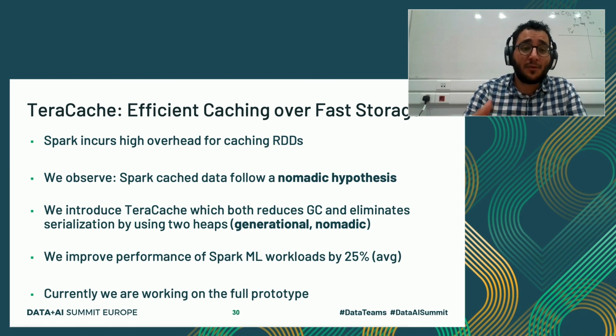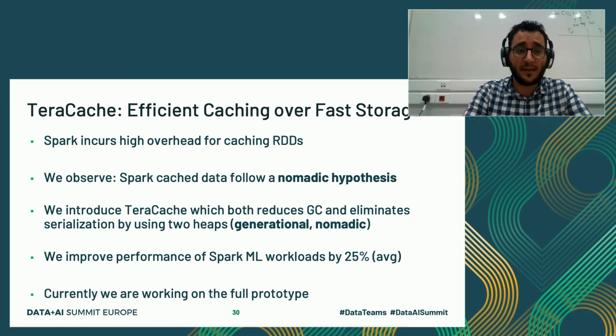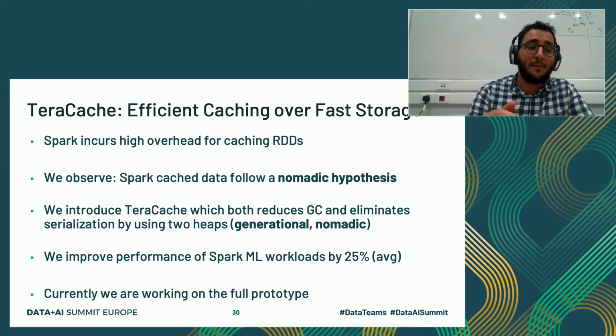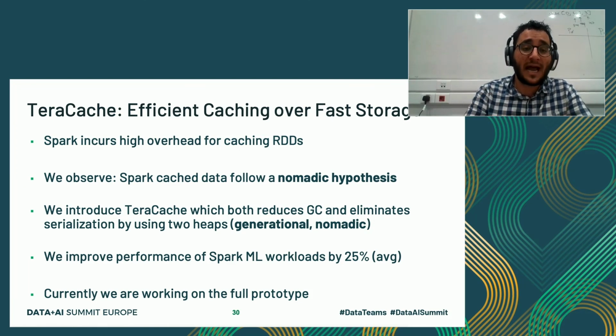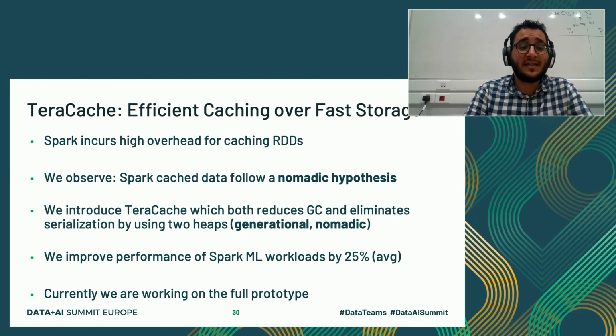To conclude, in this work, we design and propose TeraCache, an efficient caching mechanism over fast storage devices. We observe that Spark incurs high overhead for caching RDDs over fast storage devices today, and we observe that Spark cache data has a nomadic behavior. Based on these two observations, we introduce TeraCache, which both reduces garbage collection time and eliminates serialization deserialization cost by using two separate heaps. From an early prototype implementation, we show that TeraCache could improve the performance of Spark machine learning workloads by 25% on average.